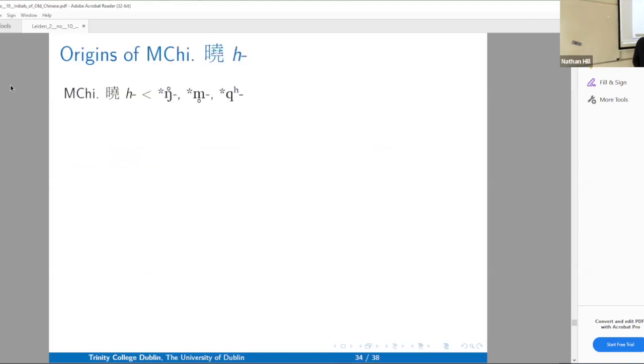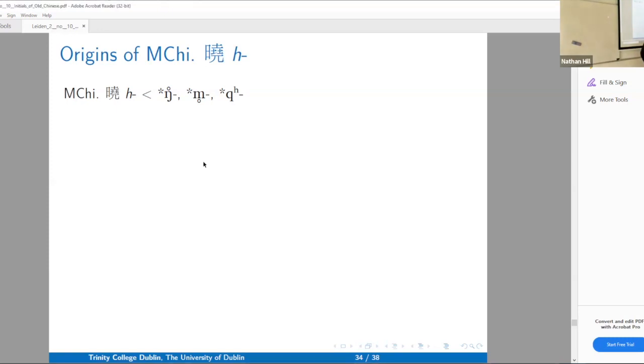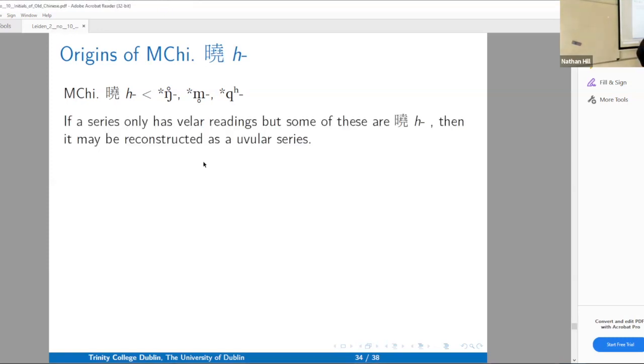Okay, so another question to ask ourselves, and this one I'm doing just for the sake of thoroughness. There's no controversy in the discipline about it, as far as I know. It is the sources of the velar fricative. We have these sources: the voiceless nasal, the voiceless m, and the uvular aspirated stop. Baxter and Sagart think that's enough, so they don't reconstruct a h in Old Chinese.